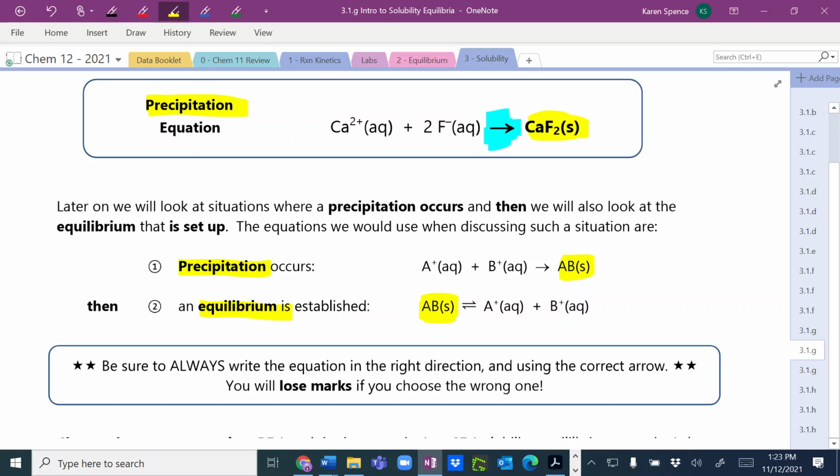Always be sure to put the equation in the right direction depending on the circumstances. I'll let you know right now, on the quiz coming up, very often people will lose marks because they think, I've just learned about solubility equilibrium, and so when I'm writing my net ionic equation, I'm going to write it like this. But you're still just doing double replacement reactions, so don't make that mistake, okay? If you're just asked, what is the reaction when these two things are mixed, you're writing a precipitation, and the solid goes on the right.